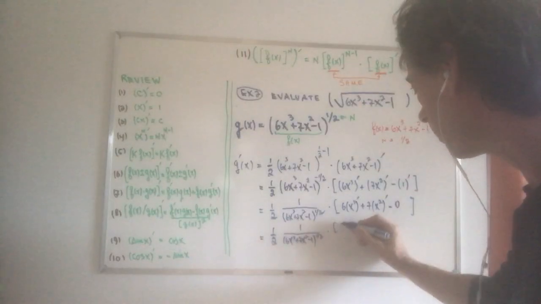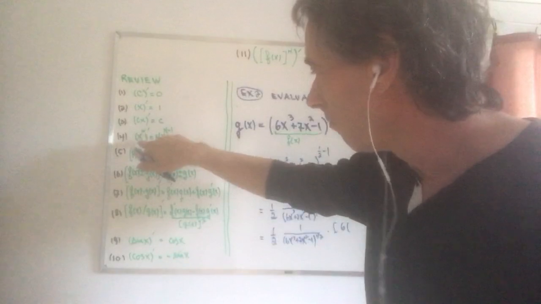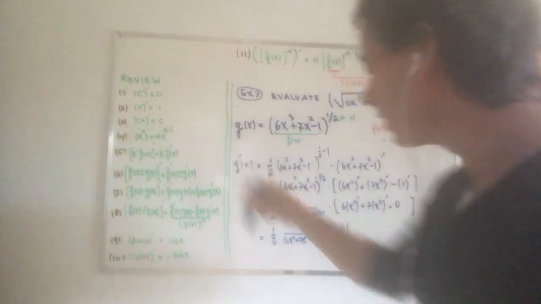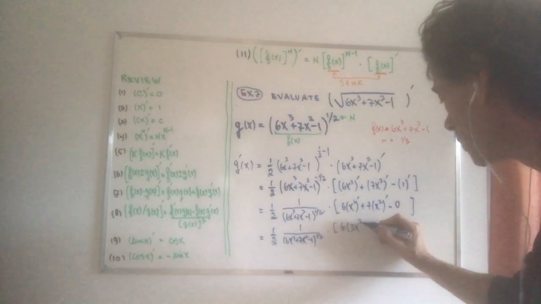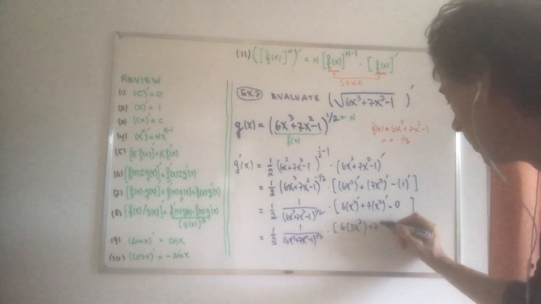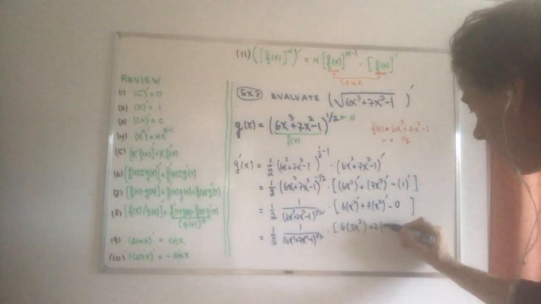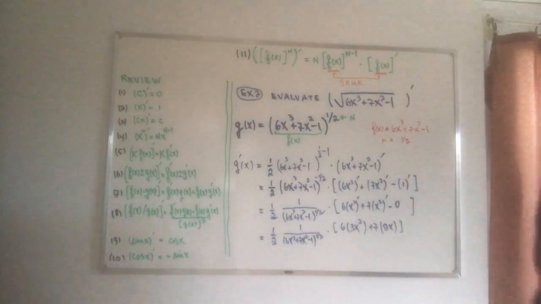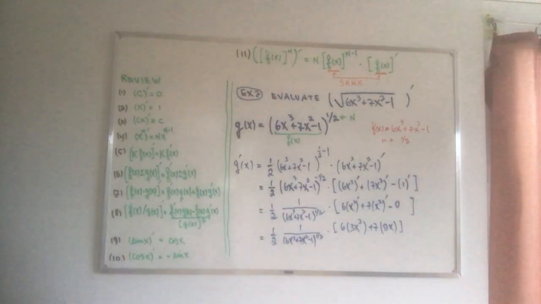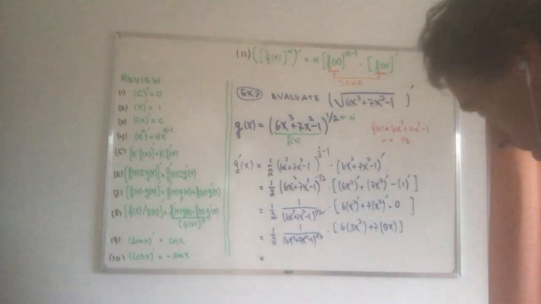Times, what do we have here? 6 times, what is the derivative of x^3? Rule 4. x^3 gives 3 times x to the 3 minus 1, so x^2. 7 times the derivative of x^2, again rule 4, 2x^1. And the 0, I really don't need to write. Cool. So what I have, all in all, is what?